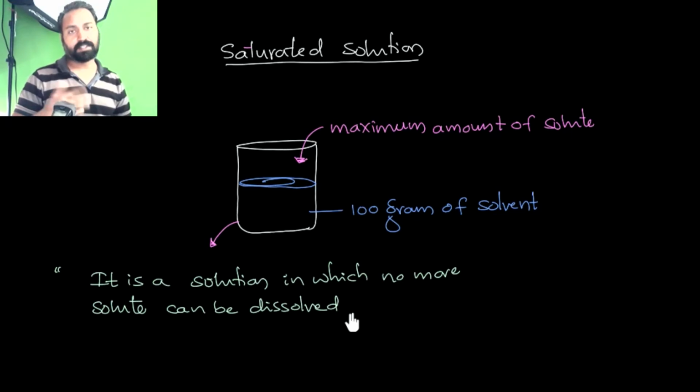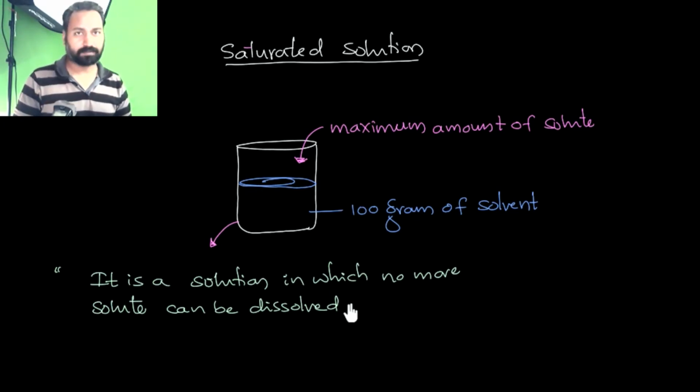If the temperature and pressure are varied, obviously dissolution may take place. In saturated solutions, when you heat, you can add more solute also, because as you increase the temperature, the kinetic energy of the solvent and solute increases and dissolution also increases. That is another fact we'll discuss in another part. So in this case, it is a solution in which no more solute can be dissolved at a given temperature and pressure, which should be constant.